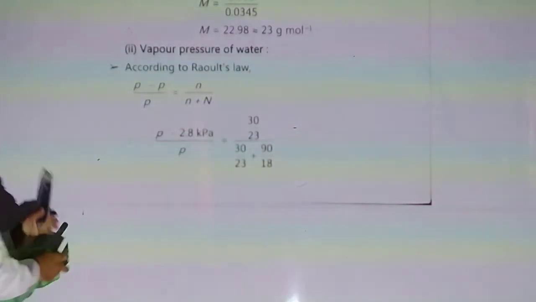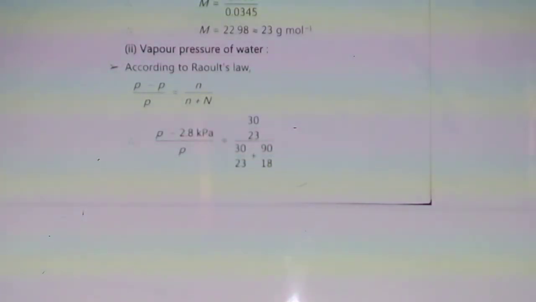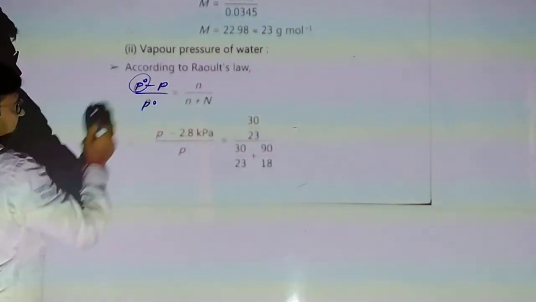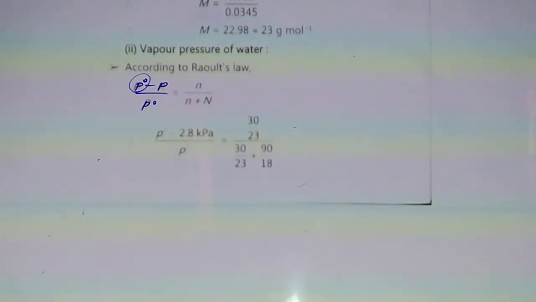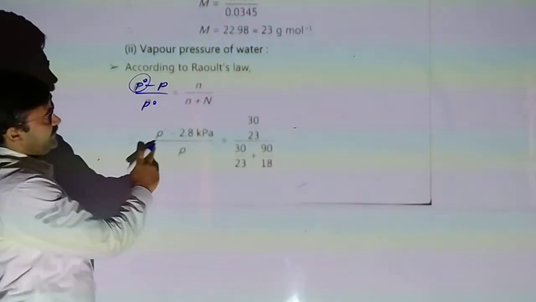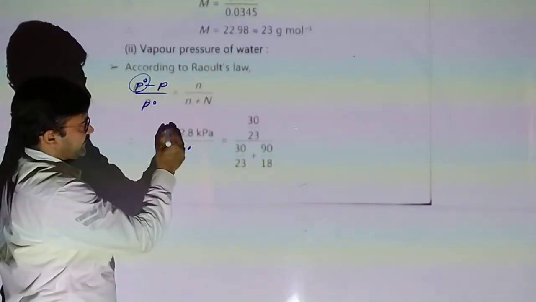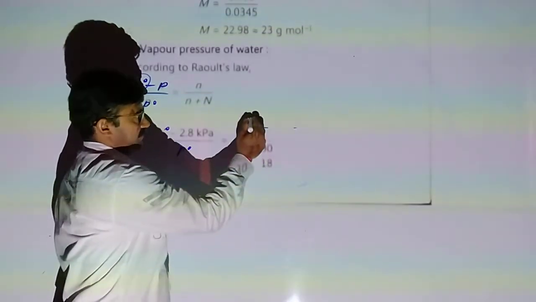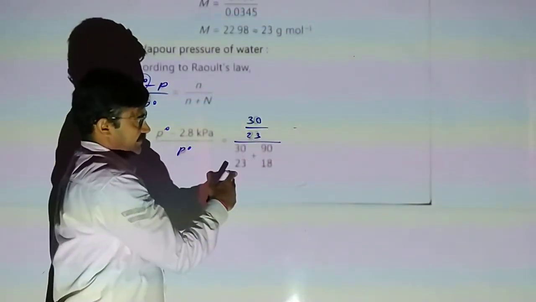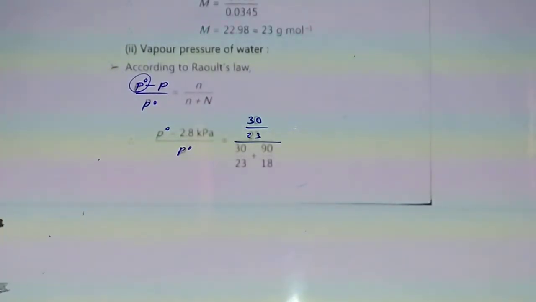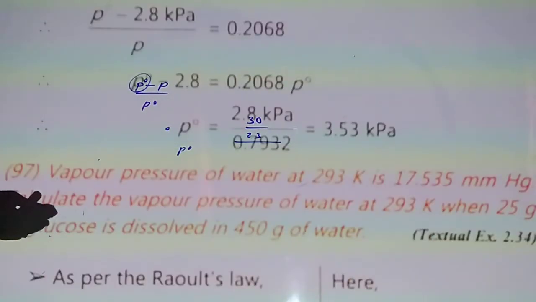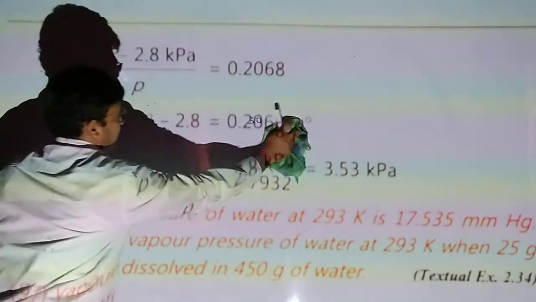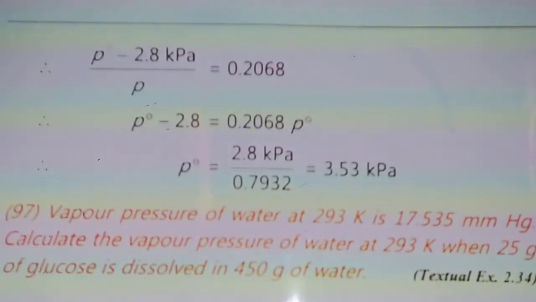Now the vapor pressure of the water. From the derived value of M, we can find the vapor pressure of the water, P degree. P degree minus 2.8 kilopascal upon P degree equals 30 upon 23, derived value of solute molecular mass, by 90 by 18. So P degree minus 2.8 kilopascal upon P degree is equal to 0.2068.